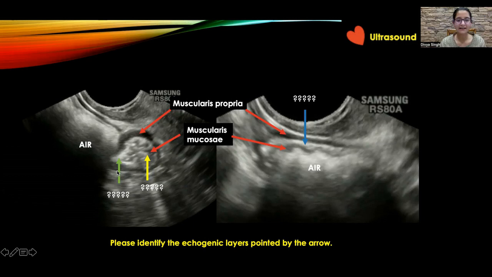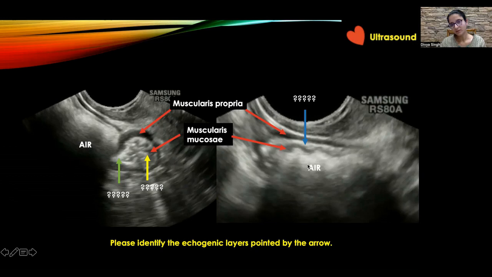Now I have highlighted these two echogenic layers, one with a yellow and the other with a green arrow. This is for you to think and let me know what they are. So I've shown you the muscularis mucosa and the muscularis propria. Our main interest in DIE is the muscularis propria, but still you should be able to identify the other echogenic layers in the rectal wall.